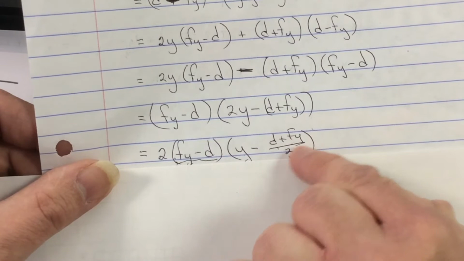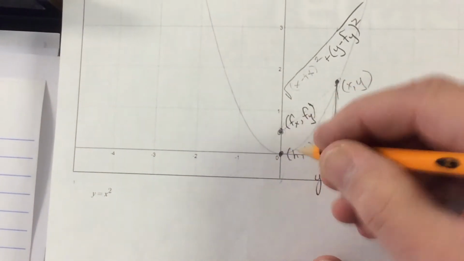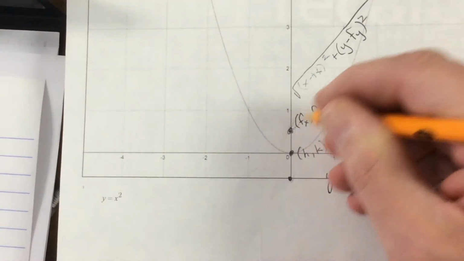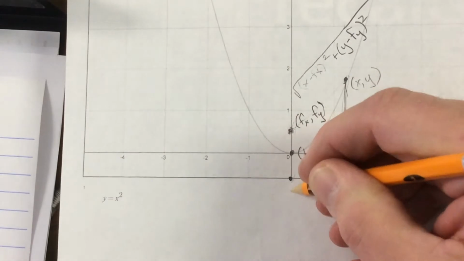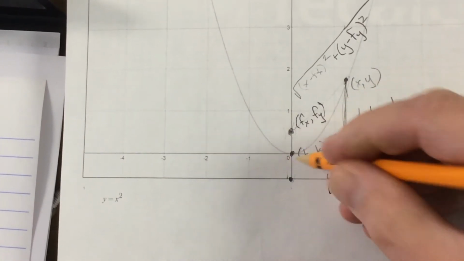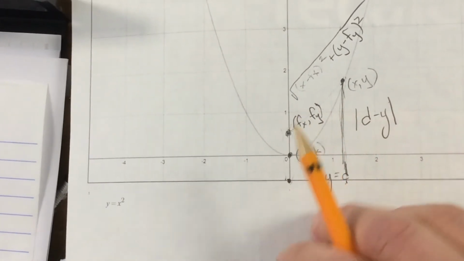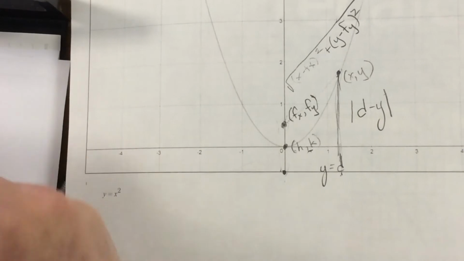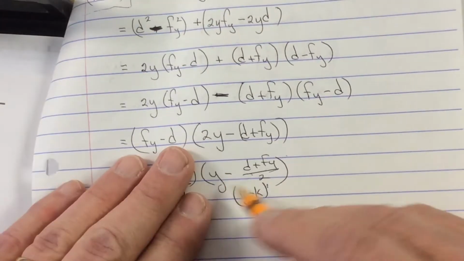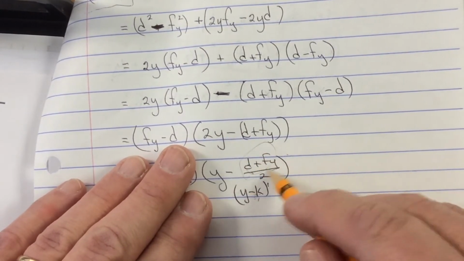Wait a minute, what is d plus fy over 2? Let's go back to the picture for a minute. Here's d, right? Here's fy. If I add them together and divide by 2, I'm going to get the y coordinate for the vertex, right? Well, that's pretty cool. So when I come back to this, right, this right here, this is going to be y minus k, right here, because that's what this is.